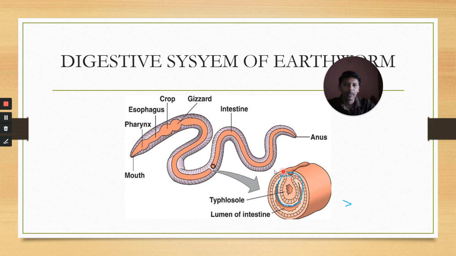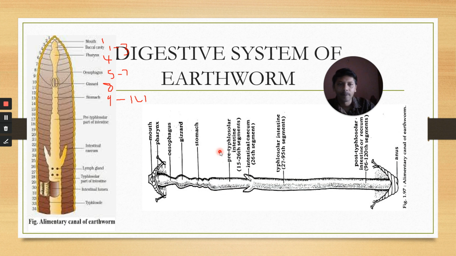Okay, you can observe here that in some part of the intestine, starting from the 26th segment, the intestine has a fold. There is one fold from here. You can see on the dorsal side there is a fold here. This is called typhlosole. That part of the intestine which consists of typhlosole is called the typhlosolar region of the intestine. You can see it in the next slide.